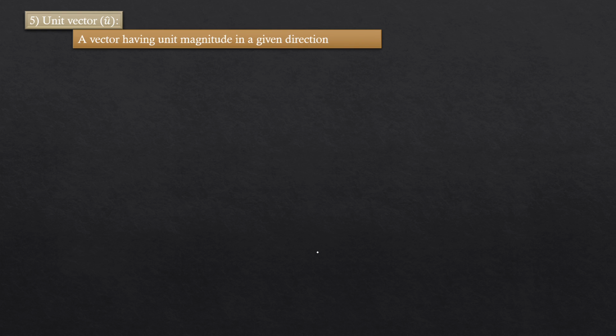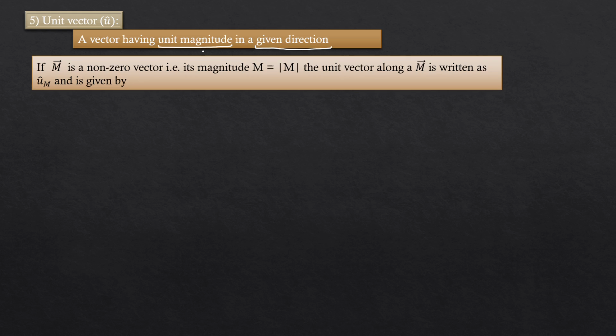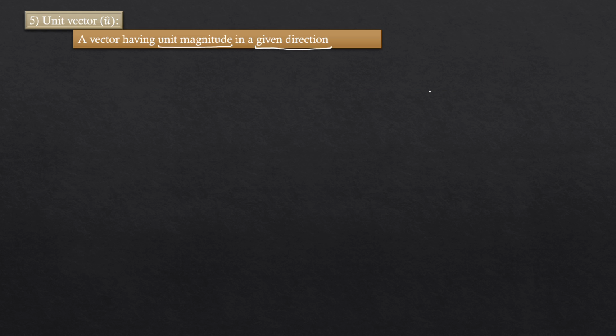The rest are also important. Okay, a vector having a unit magnitude. Unit means 1, in a given direction. Direction is there, since it is a vector it has direction, but the magnitude is unit. Okay, for example, so unit vector, let me give you this to remember. This is very important. Never forget it.